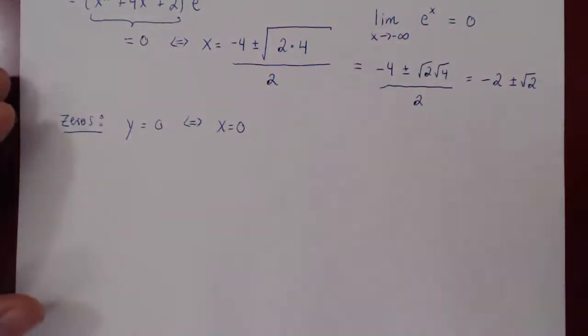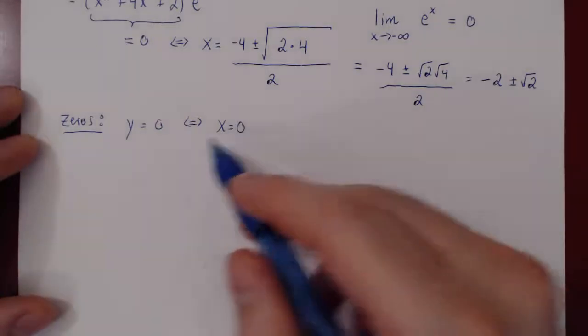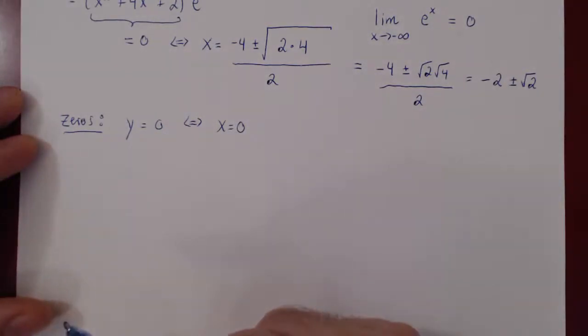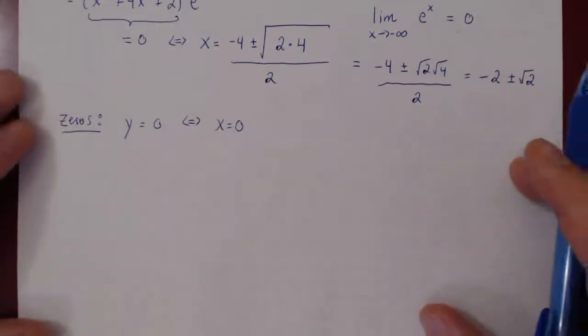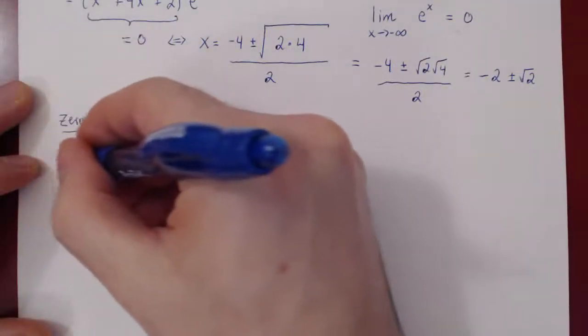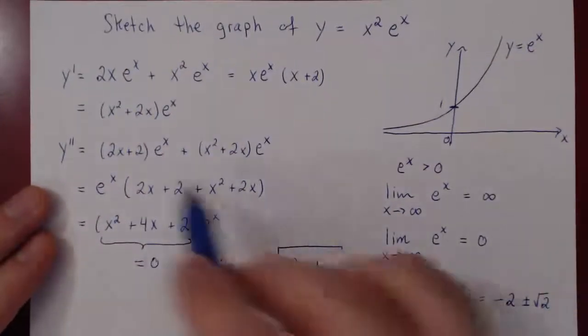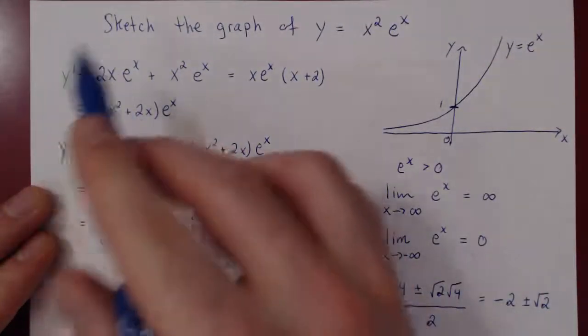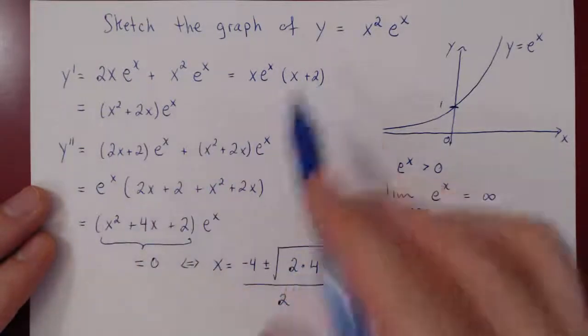And this also gives us the y-intercept. When x is 0, y is also equal to 0. So we can jump now to the critical points. As we have said, the derivative is always defined. So the only way to have a critical point is if the derivative is equal to 0.